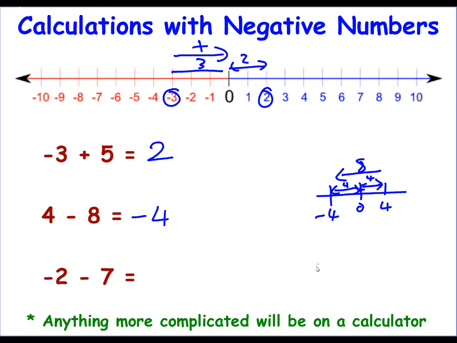Then the next question, again drawing our own little number line, we're starting at minus 2 and we're taking away another 7. So we need to go 7 in this direction, which takes us to minus 9. So minus 2 minus 7 is minus 9. Anything more complicated than this will be on the calculator. And that can also involve multiplication and division with negative numbers.